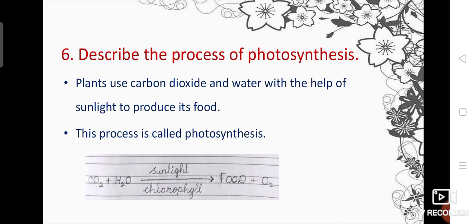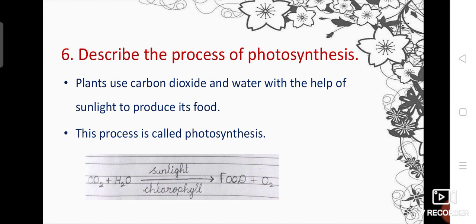The next one, describe the process of photosynthesis. Photosynthesis means preparation of food with the help of light. This process takes place for making food. Plants use carbon dioxide and water with the help of sunlight to produce their food. Plants, what are they using? They are using carbon dioxide and water with the help of sunlight to produce food. This process is called photosynthesis.